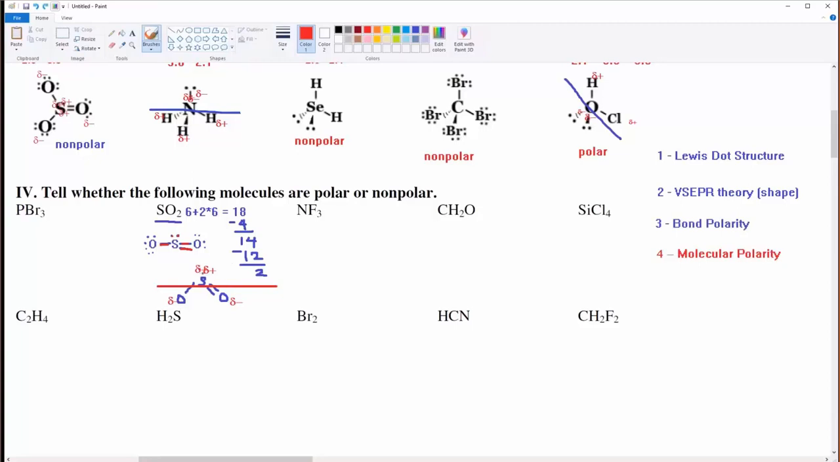And the side that's positive is the one that has all the partial positives, and the side that's negative is the side that has all the partial negatives. Yeah.